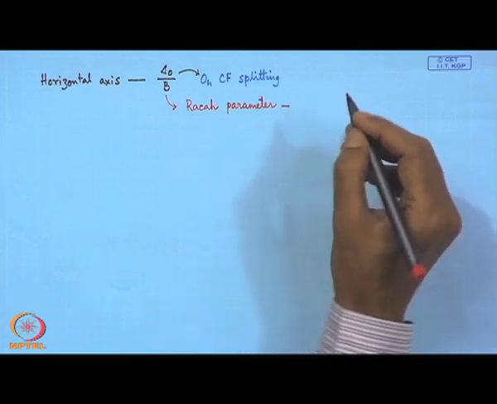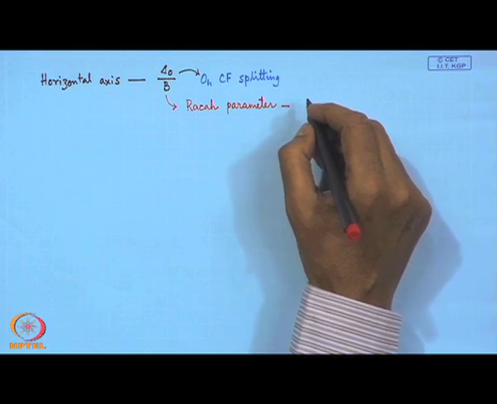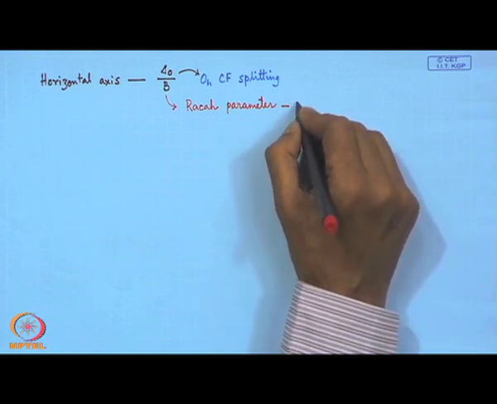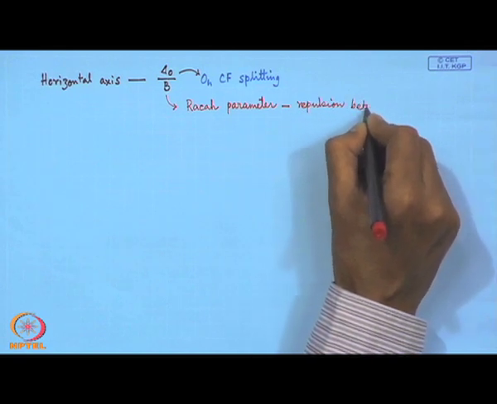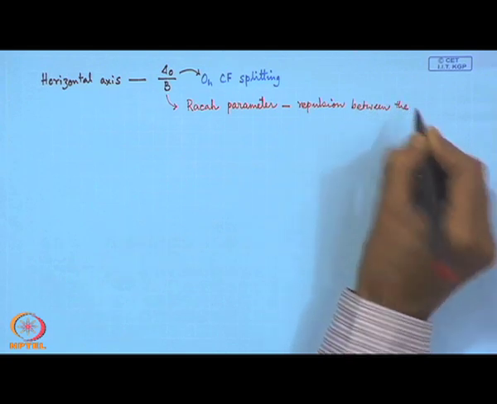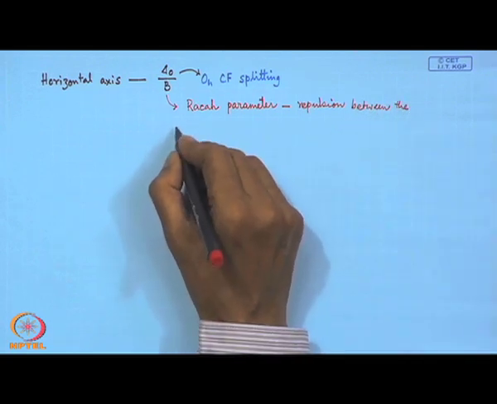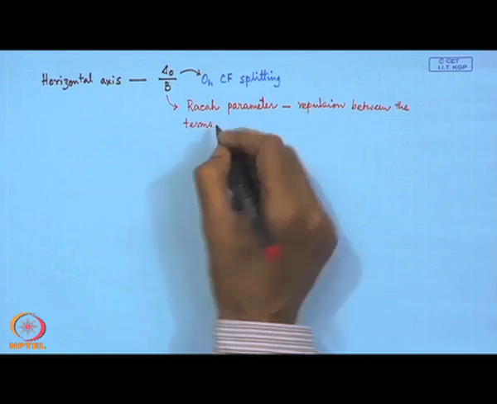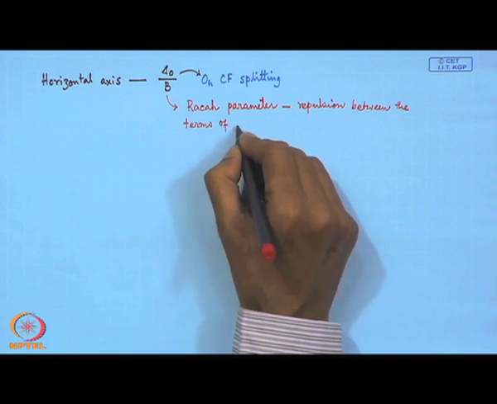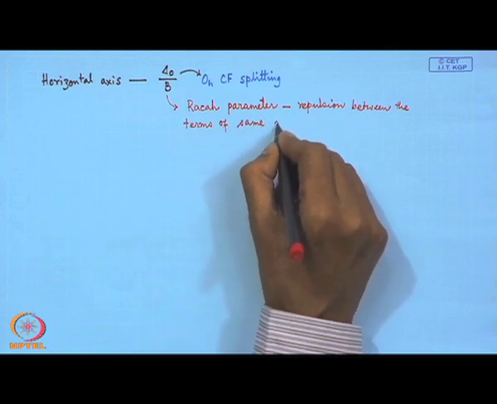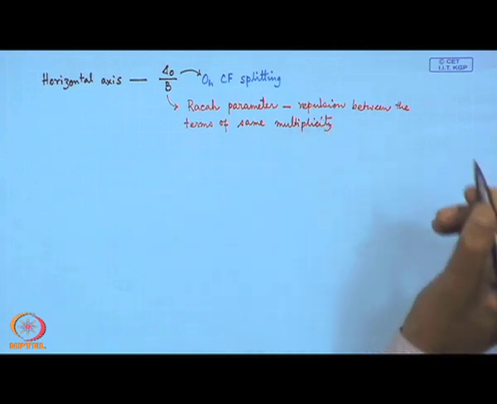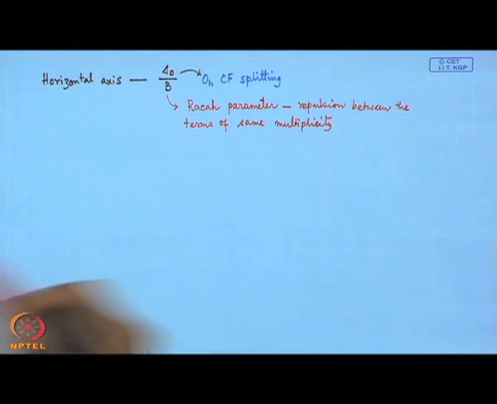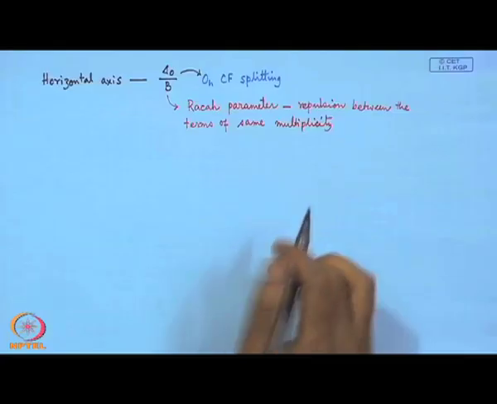Which is the corresponding Racah parameter, which basically measures the repulsion between the terms of same multiplicity. So, we have seen in case of the Orgel diagram how one particular term is basically deviating.